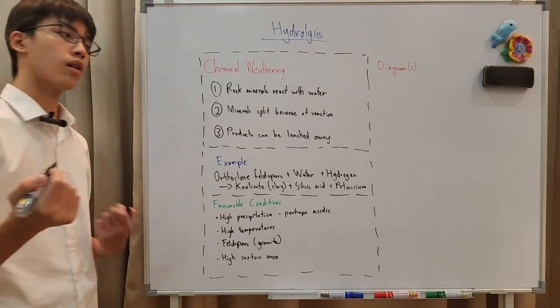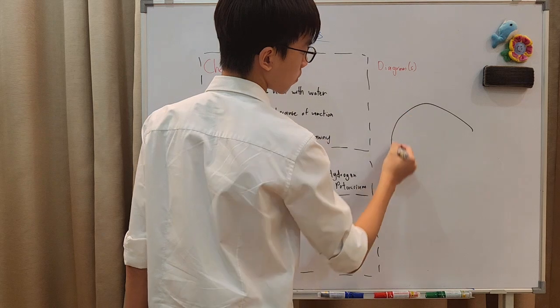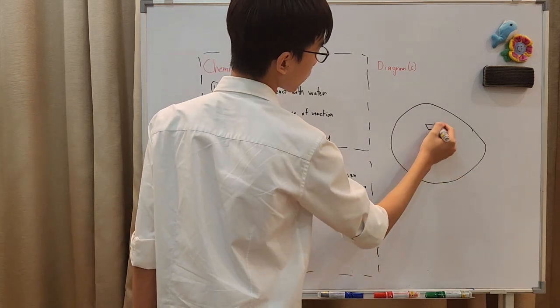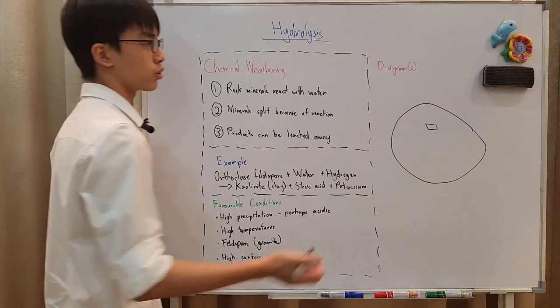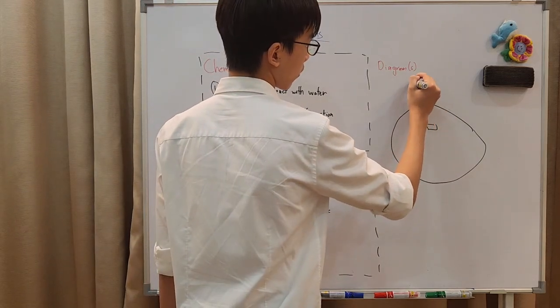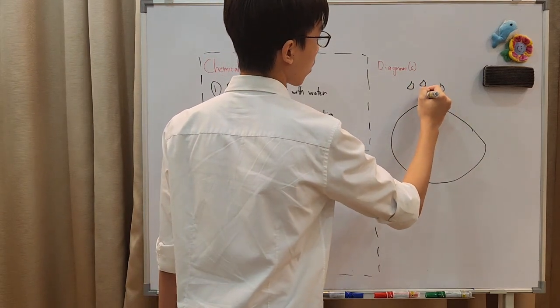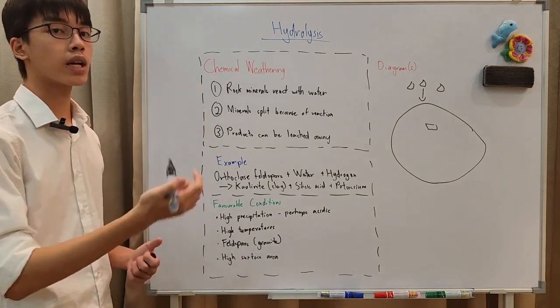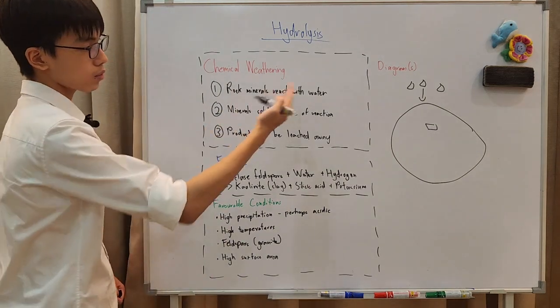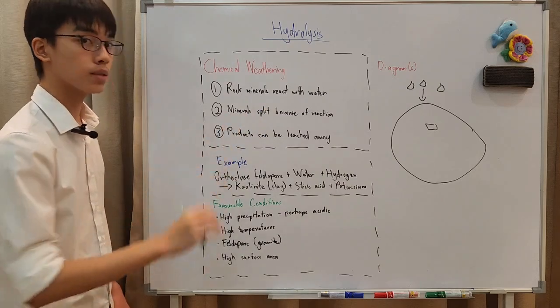So let's draw a rock with minerals in it. Big rock and a mineral. So the first step is that the rock minerals react with water. So you draw precipitation or rainfall, because that's the most common form of water touching rocks or getting contact with rocks. And then this reaction with water, it splits the minerals.